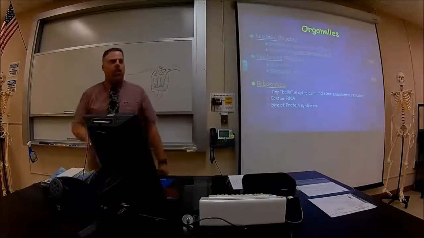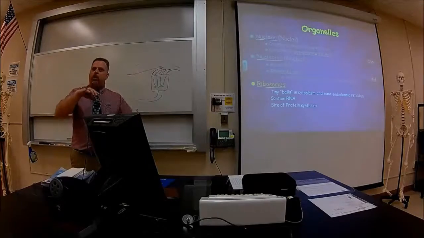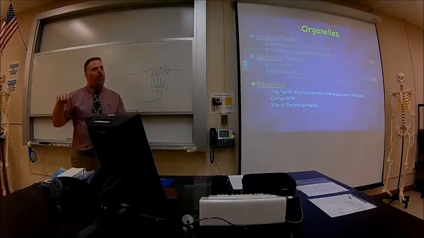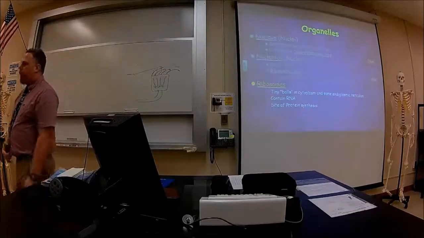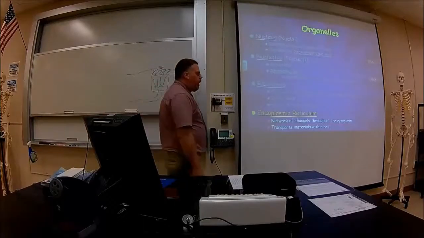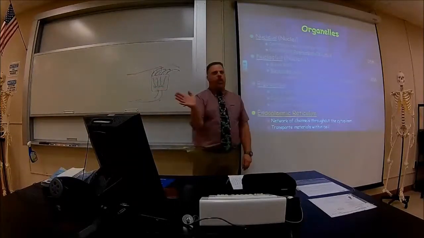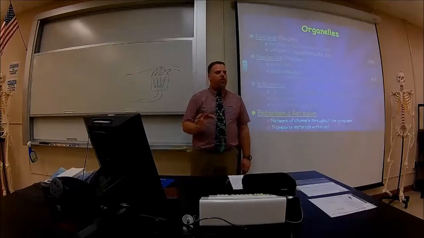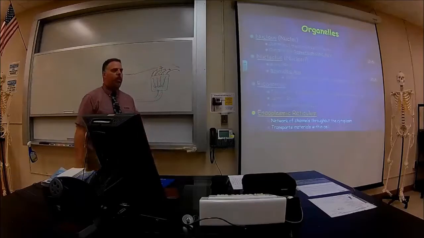Some of these ribosomes, and they're very small, they're little balls, they may be just free-floating in the cytoplasm, or they may be right on a road. And that road is called the endoplasmic reticulum. The endoplasmic reticulum is going to go from the nucleus, and it's roadways throughout the whole cytoplasm. Okay? And it's going to transport materials from one part of the cell to another.